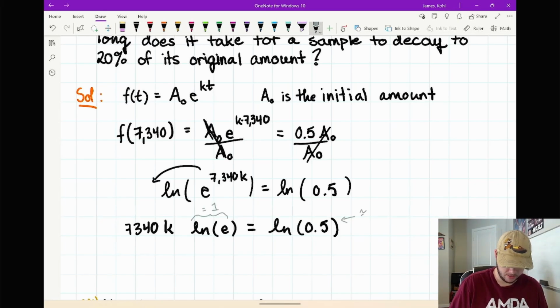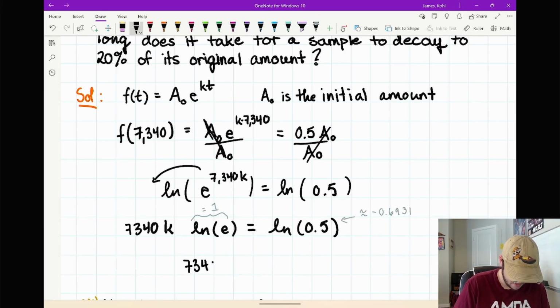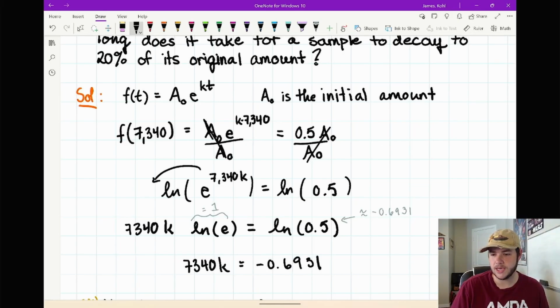But this guy is about negative 0.6931. So, all in all, I am left with 7340k equals negative 0.6931. All I need to do is divide both sides by 7340, and that will get me that k is negative 9.4434 times 10 to the negative 5.